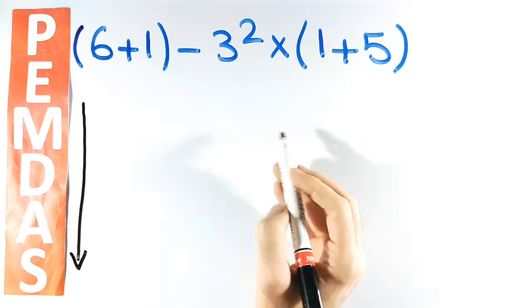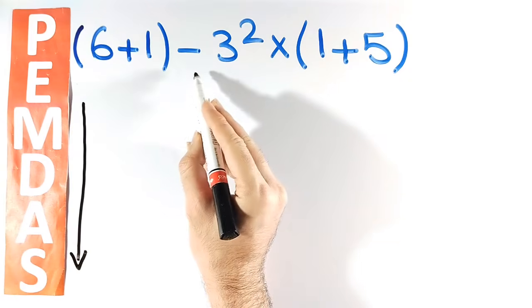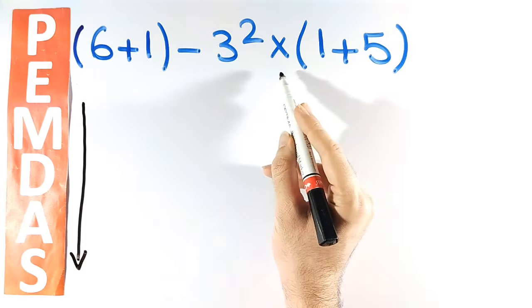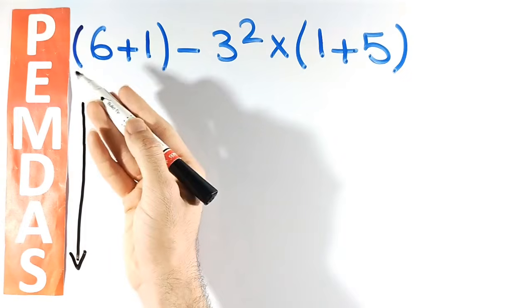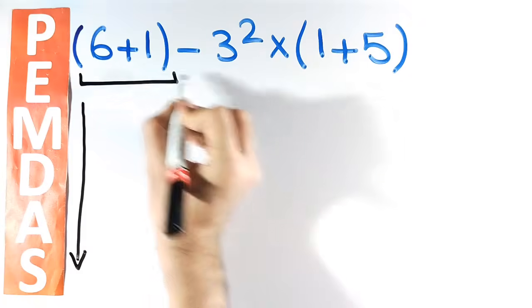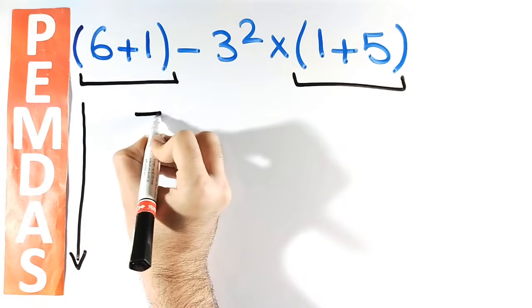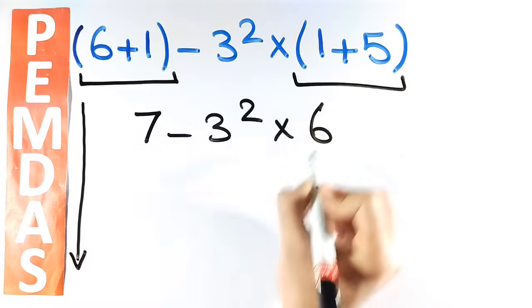As you can see on the screen, in this expression, first we have parentheses, then a subtraction sign, followed by an exponent, then a multiplication, and finally another parenthesis. According to the PEMDAS rule, first we go for the expression inside the parentheses, and instead of this expression, we can write 7 minus 3 squared multiplied by 6.